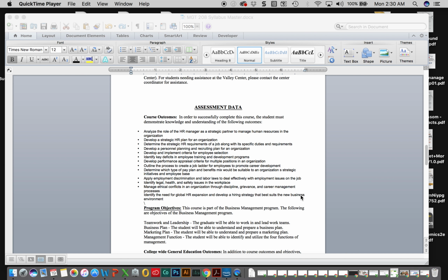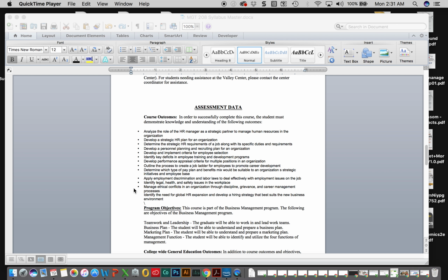All right, assessment data. This is all of the course outcomes. These are all of the topics that we will be talking about throughout the course. I'm not going to go through each one of them. If I were you, I'd read through them just so that you know what they are. Some of them are probably going to be confusing right offhand.